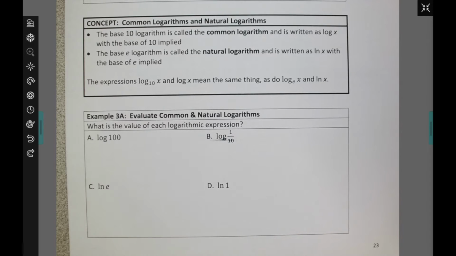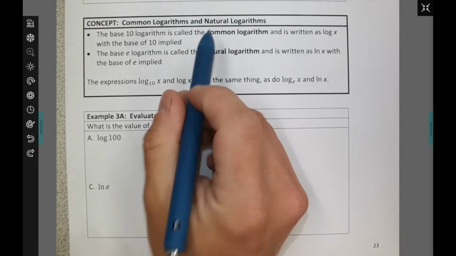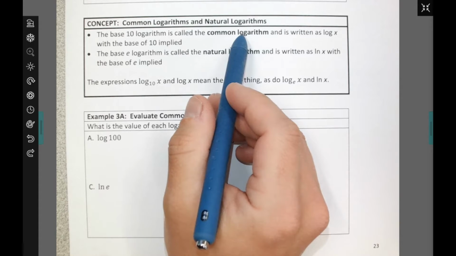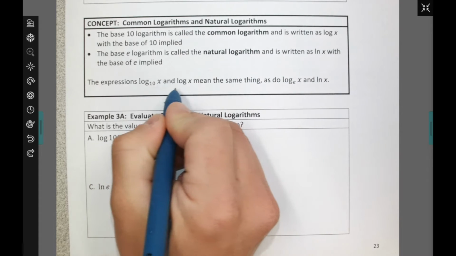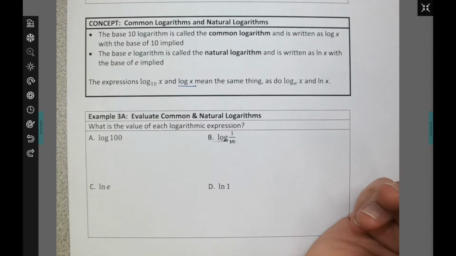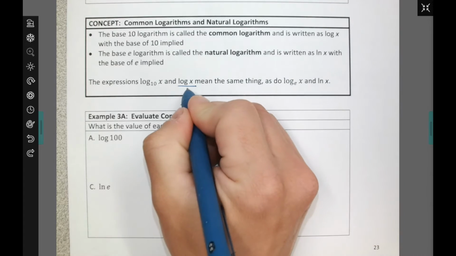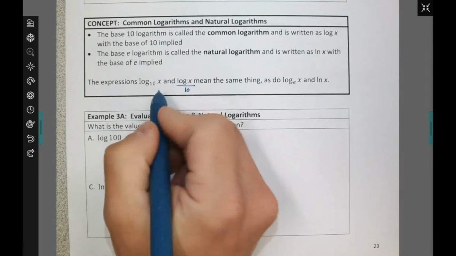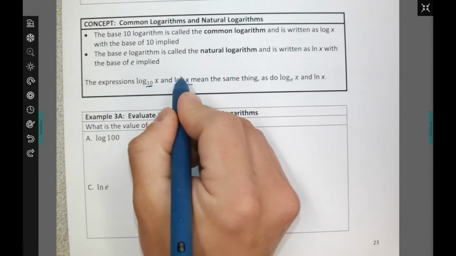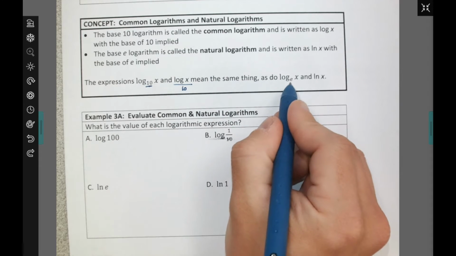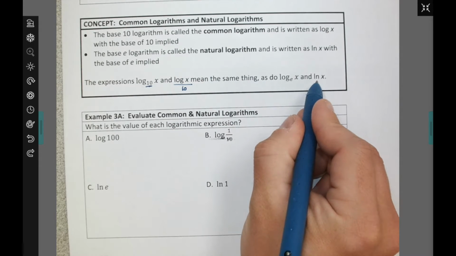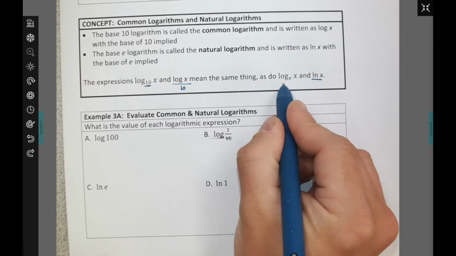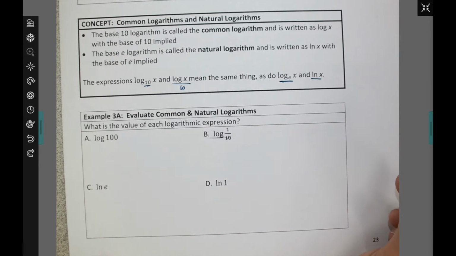Okay, example 3a introduces this concept of common logs and natural logs. A common log is just going to be when we just have the word log written in. When you just have the word log written in, our base is going to be 10. Okay, so base 10 when we just have the word log written in. When I have log base e, they can rewrite that as just ln. So as soon as you see ln, you need to realize that, hey, it's actually log base e.